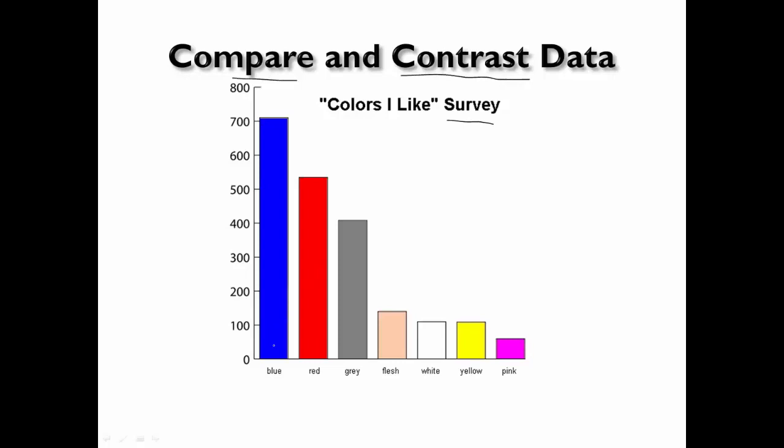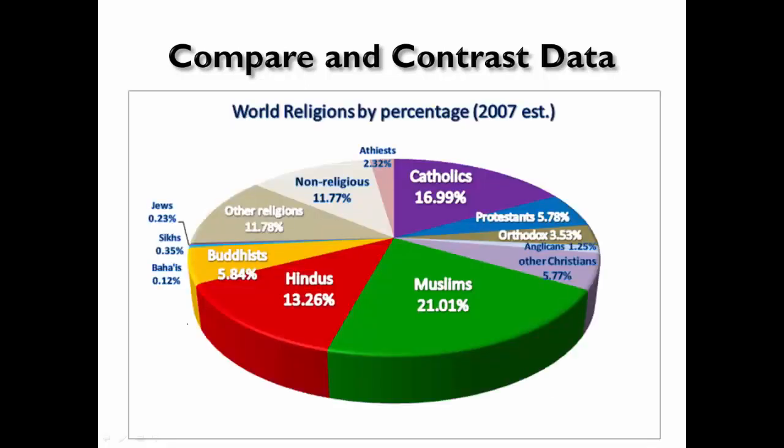So we would say things like blue is the highest and pink is the lowest. So we've contrasted blue and pink. Flesh, white and yellow are relatively the same. They're all quite low. Grey compared to flesh, grey is about 3 times bigger than flesh, and red is about 25% bigger than grey. So what you can do is compare and contrast between each of the categories, so you don't think about time. Let's look at another example, comparing and contrasting.